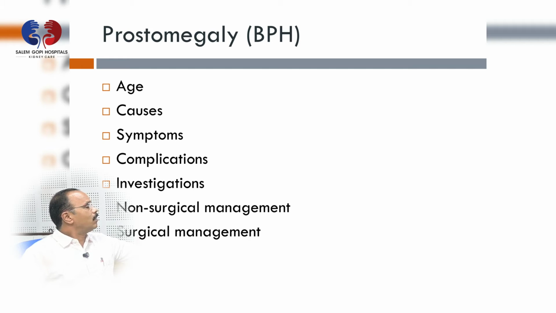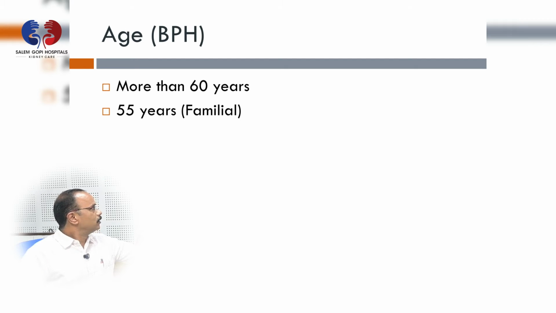What age group of people will get this prostatomegaly, what are the causes of this prostate enlargement, what are the symptoms, that is problems and complications, what are the tests to be done, and what are the non-surgical and surgical treatments available for this prostate enlargement. It is commonly seen after the age of 60 years, 60 and above. Very rarely, at 55 years we can get this prostate enlargement.